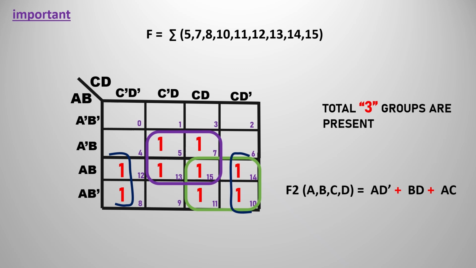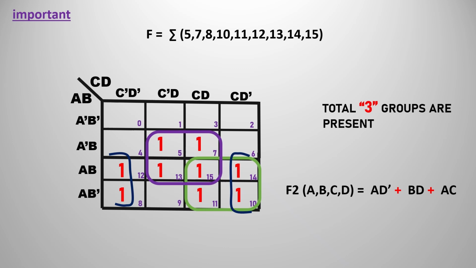After removing the blue box, it looks like that. Total 3 groups are present: the corner group, the purple highlighted group of 4, and the green highlighted group of 4. That is the main thing. We only have 3 groups after removing the blue box. With this representation we can still cover all ones. That's the main motto: we have to cover all ones, and for that only we make groups. Even without the blue box we can cover all ones.